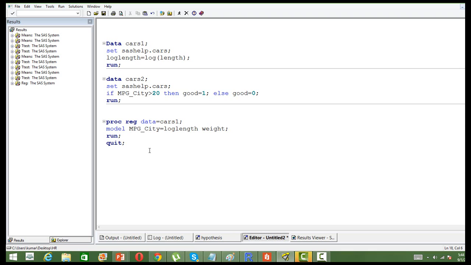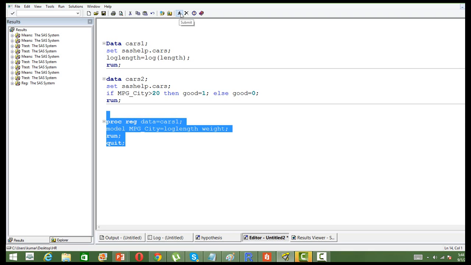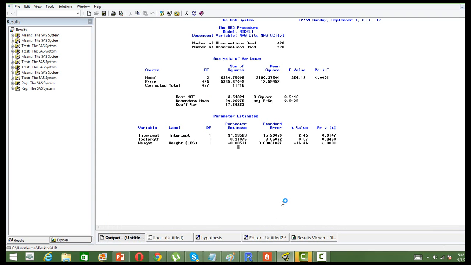Before we proceed, the question is, try to get an answer. What is the significance of taking log? You just squeeze the data a bit. Just one transformation, nothing else. Now you see that even the log length is not coming significant.